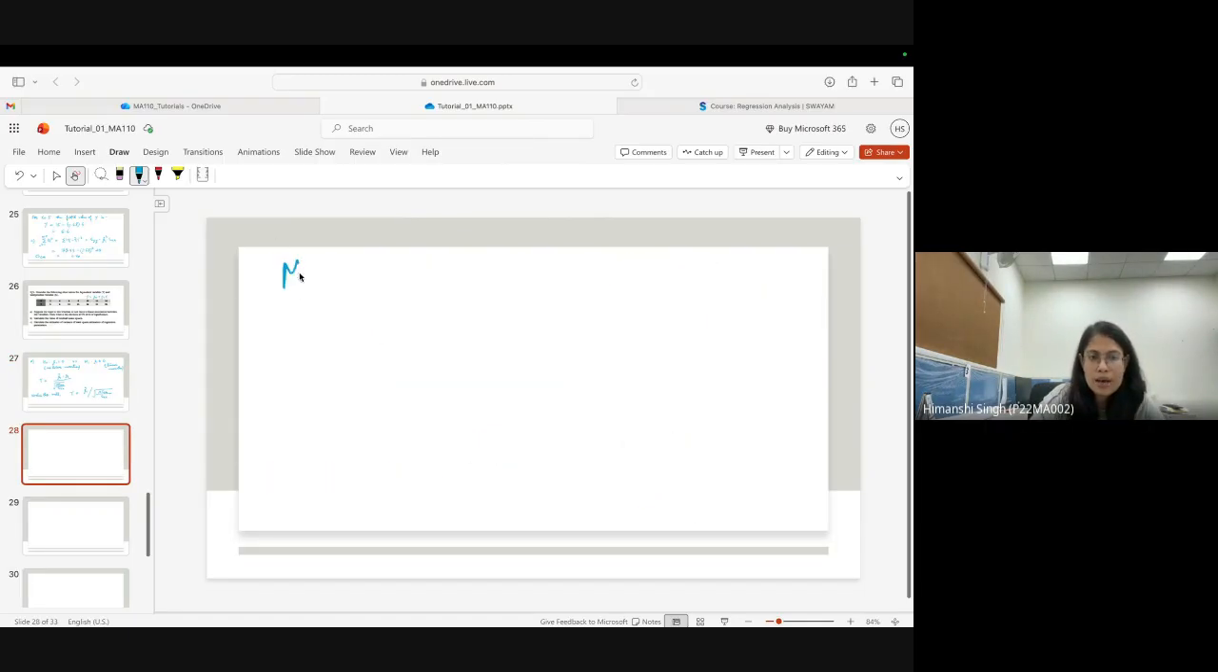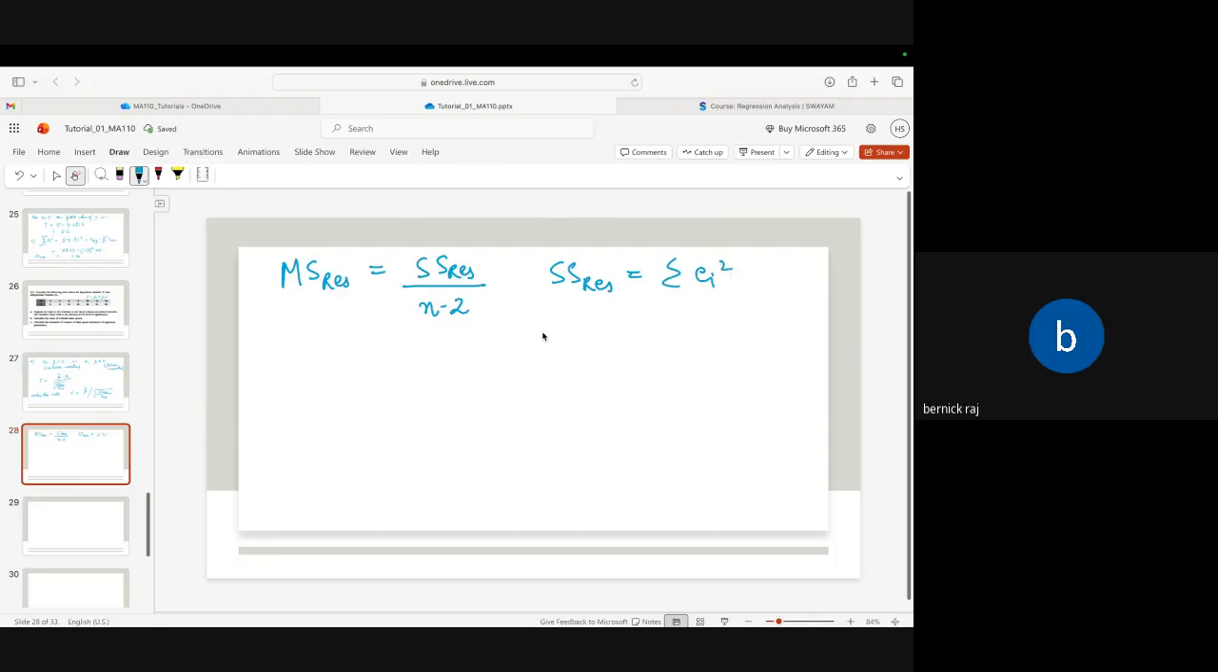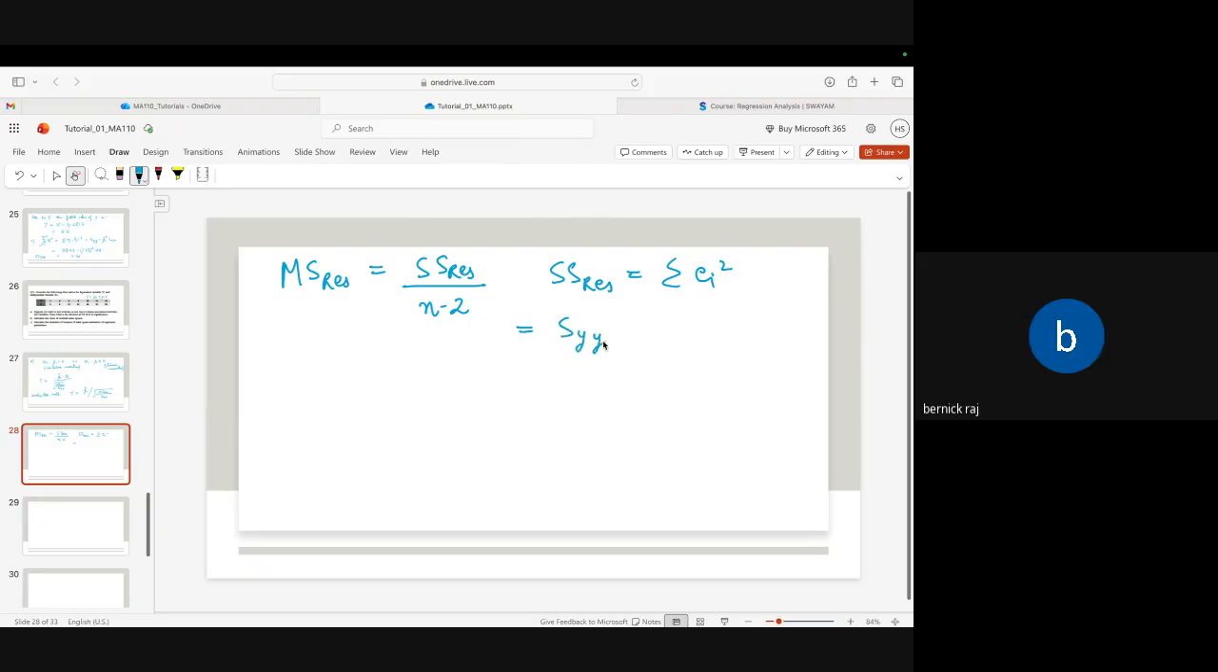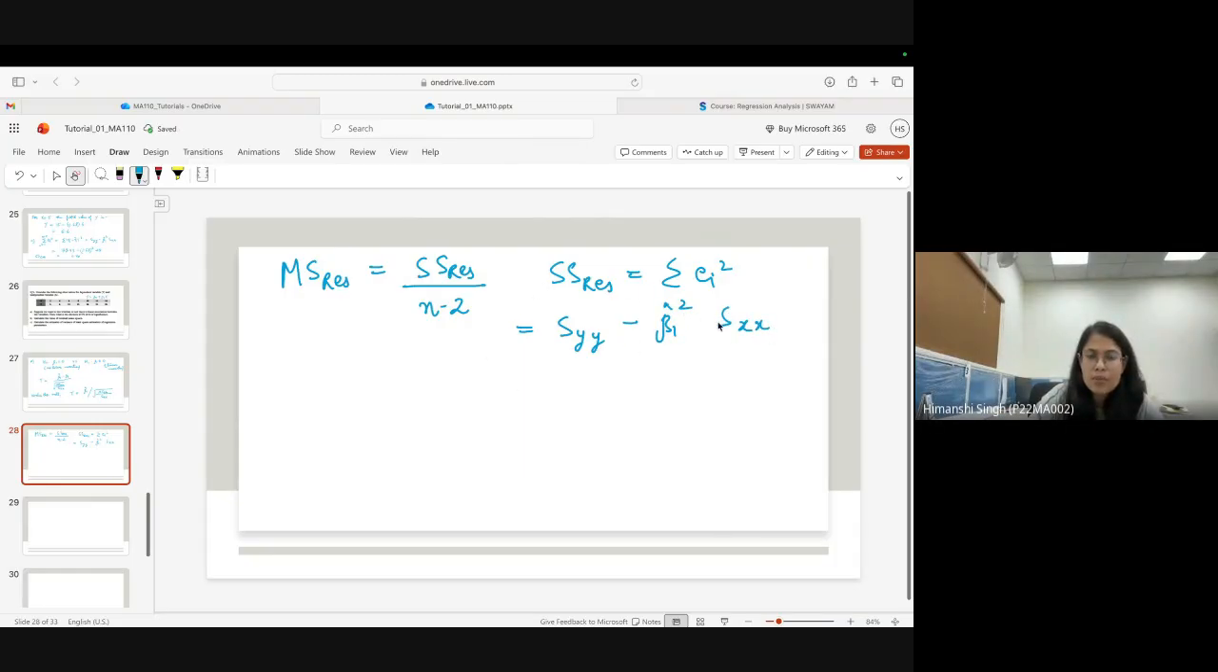Now here I have to find MSRES. That is nothing but SSRES divided by n minus 2. And what is SSRES? That is the summation of ei square, which we have calculated previously. What was the formula for it? It is SYY minus beta 1 hat whole square SXX. So this is the formula for SSRES.